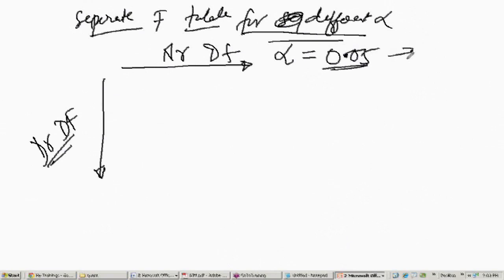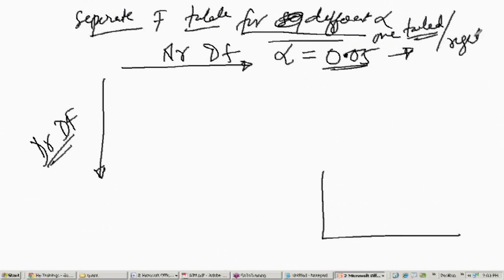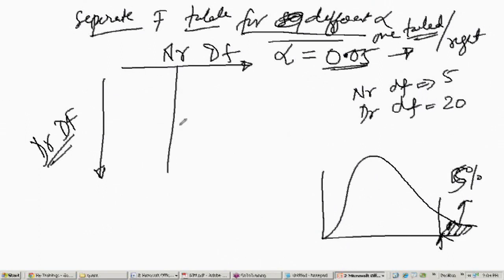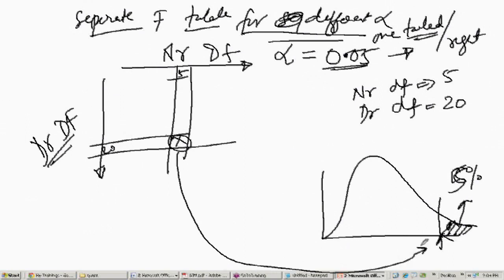Okay, it means that this alpha is always a one-tailed alpha. So they will always give you one-tailed alpha. And one-tailed also means right-tailed. So they have given that this is 5%. If this is 5%, the table value, let's say in the numerator the degree of freedom comes as 5, and the denominator degree of freedom comes as 20. So you will see this 5 coinciding with this 20, whatever the value, that will be the value over here. So that would be the critical value.